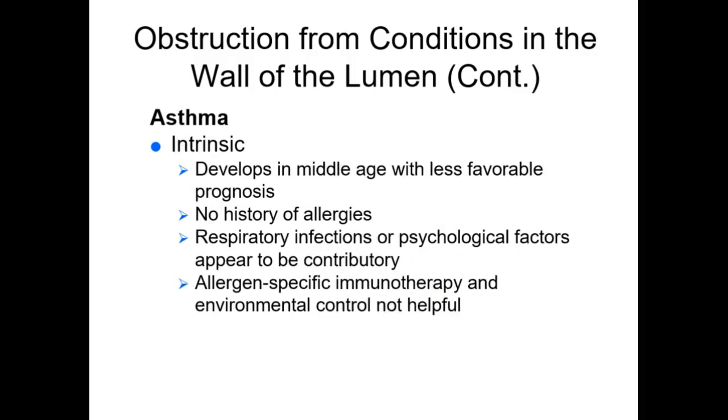Again, intrinsic asthma develops in adulthood, with less favorable prognosis and no history of allergies. There may be a contribution from respiratory infections or psychological factors, like being in quarter 4 and being stressed out. And again, we are not going to be helped by immunotherapy or environmental control.